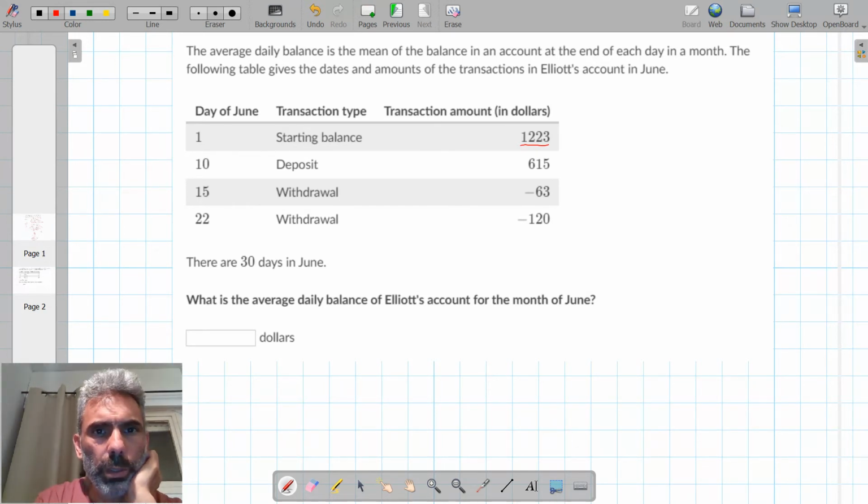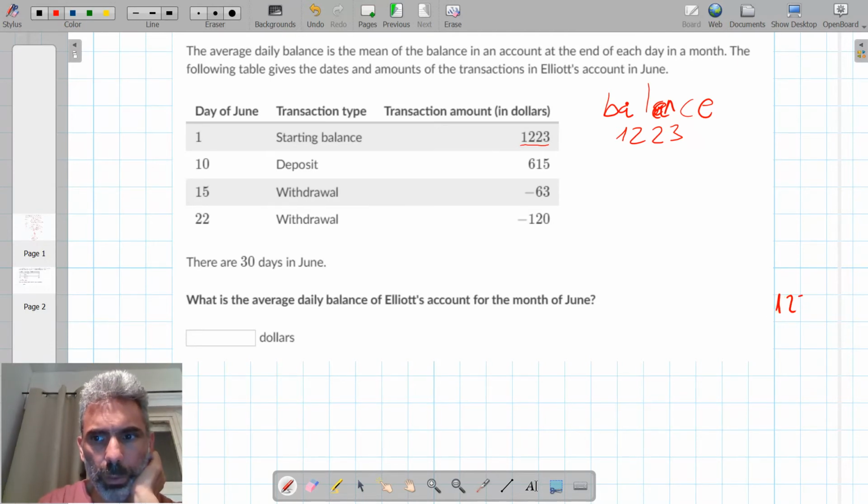Okay, so when Elliot deposited $615 on June 10th, the balance went from 1,223 to 1,223 plus 615. 3 plus 5 is 8, 2 plus 1 is 3, 2 plus 6 is 8. So now the balance is 1,638.